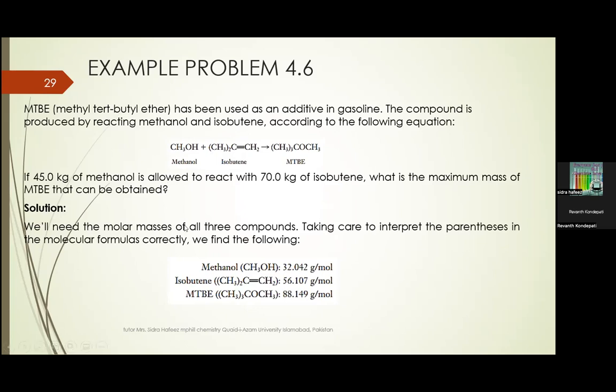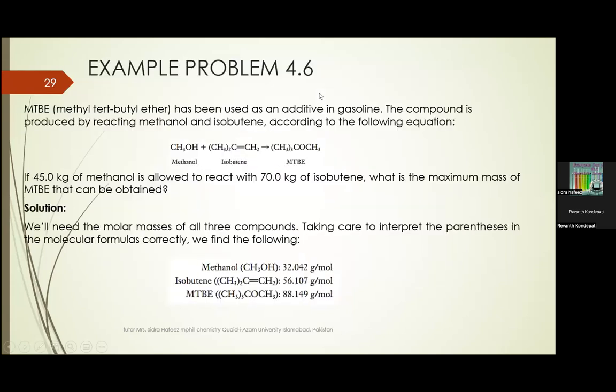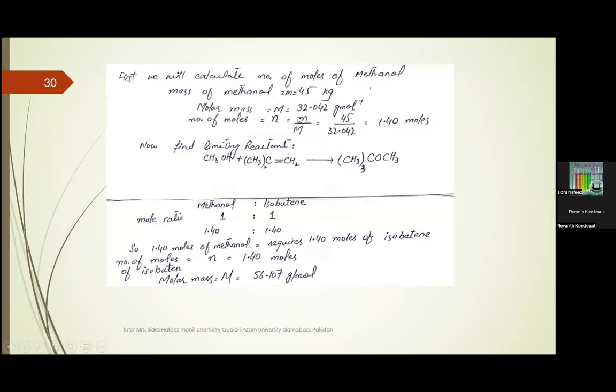Solution. We will need the molar masses of all three compounds. So we have calculated the molar masses of all three chemicals: methanol, isobutene, and MTBE. First, we will calculate the number of moles of methanol. Mass of methanol is 45 kg, which is given in the statement, and molar mass 32.042. Number of moles is mass divided by molar mass, 45 divided by 32.042, and it is 1.40 moles.